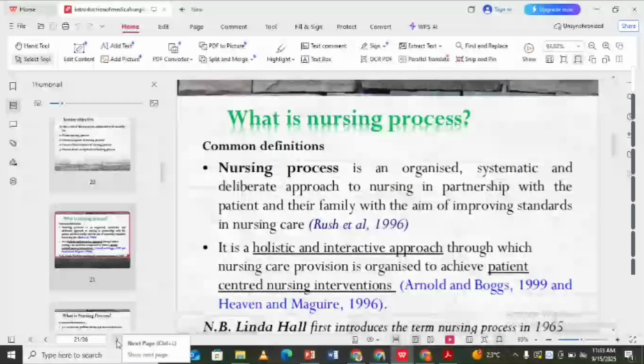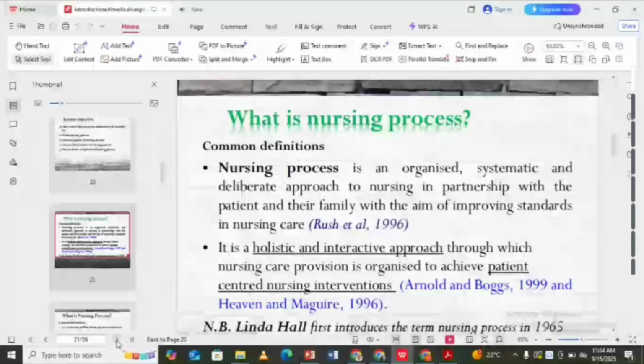That means that it looks at the patient as a whole. So we don't just look at the disease process itself, but we'll look at this individual as a whole, as a human being, as a whole human being. So it is holistic, it's interactive, because you have to engage with the patient. You have to create rapport with your patient for you to get necessary information, which is going to assist you to give care to this patient. So it has to be very interactive for you to now achieve patient-centered nursing interventions.